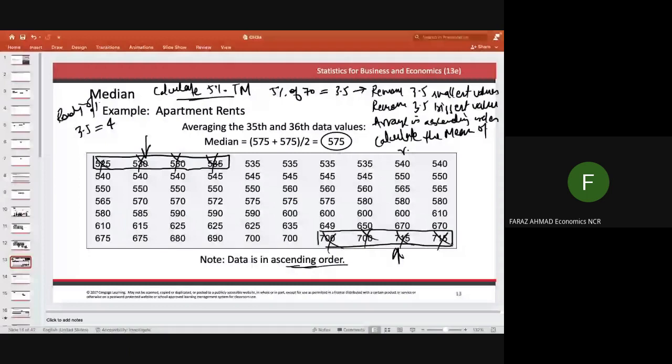Now calculate the mean of the remaining numbers. Remaining how many? 8 are gone, so 62 are left. Remaining 62 values. Mean of 62 values would be summation x divided by 62. So you will add the remaining values only, divide them by 62, and you will get the 5% trimmed mean. Got it?